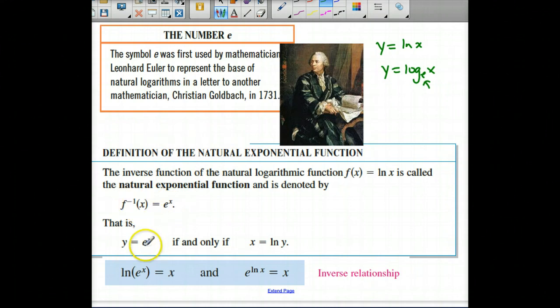So the inverse relationship here, here's the definition of the natural log function. If f of x is natural log of x, the inverse of it is the natural exponential function. This is the way we denote it. So y equals e to the x if and only if x equals natural log of y.